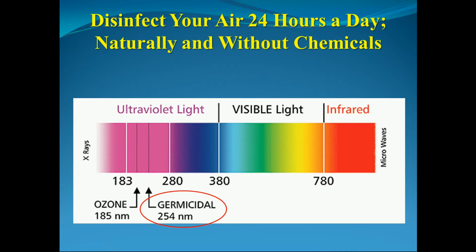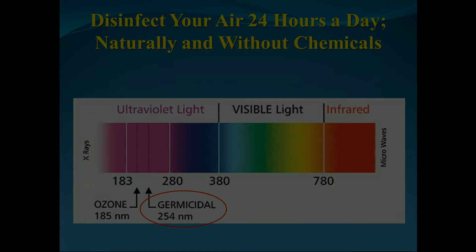But as you can see on the chart, from 380 and above, that's the visible light. Then it breaks down into UVA, UVB, and UVC. And UVC, like John was saying, is in that 254 range. Now, when we get even smaller than that, 185, it creates an oxidizing agent known as ozone. So we'll talk about that in another module.